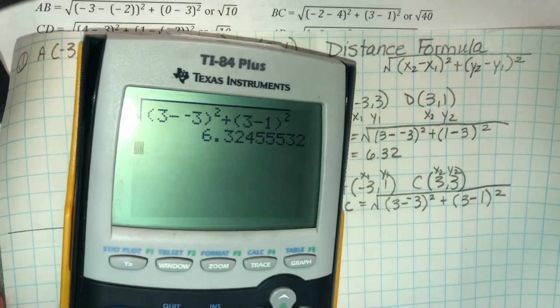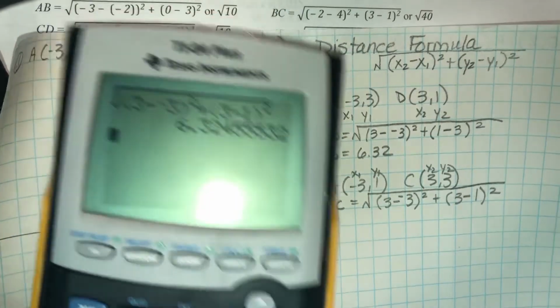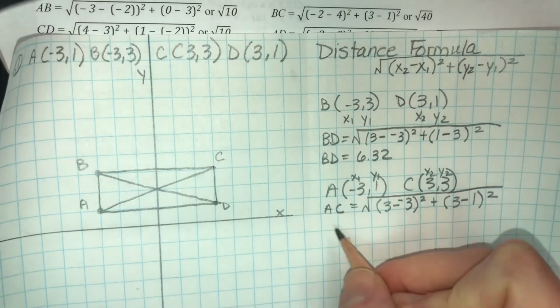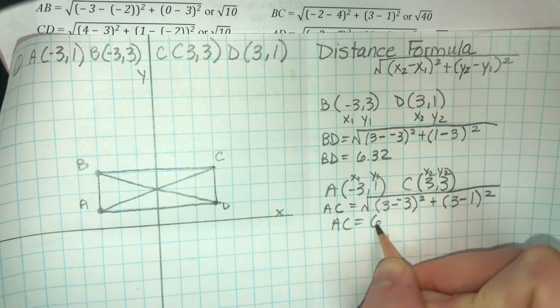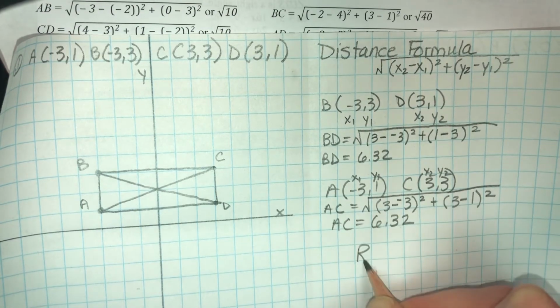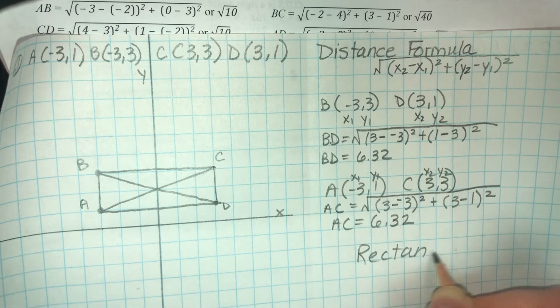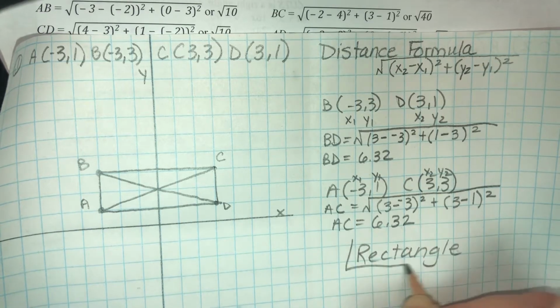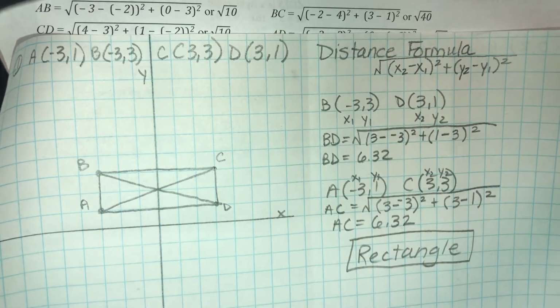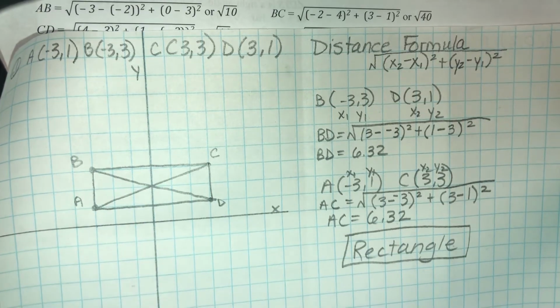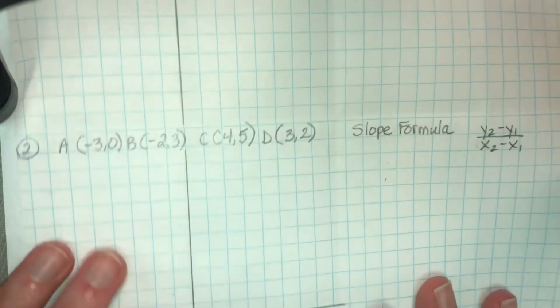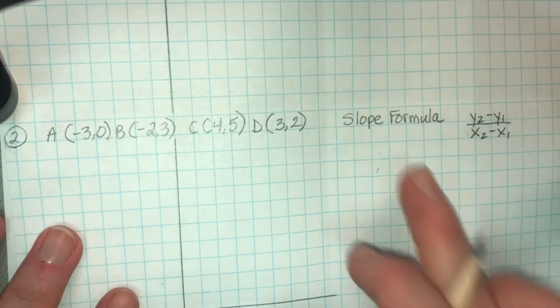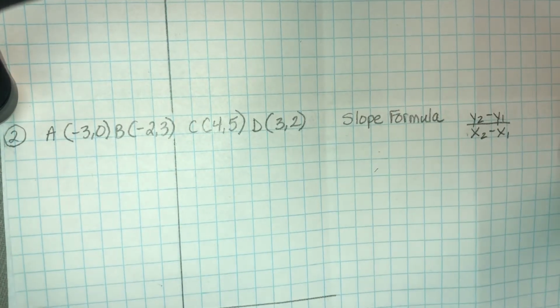So we'll type this into our calculator to see what this equals. And it gives us 6.32. They are the same. So we can say this is a rectangle. We used the distance formula to determine that the diagonals are congruent. All right, next, we're going to determine if this one is a rectangle using the slope formula, okay?